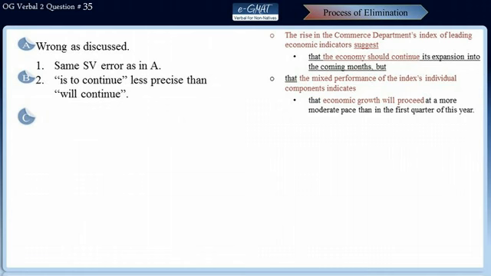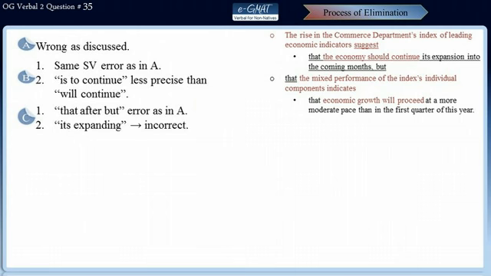In choice C, well, we again have the error of that after but that leads to a grammatically incorrect construction as explained in the error analysis of choice A. Also, this phrase, it's expanding, is a wrong expression. The noun form is expansion. Now, when a specific noun form of the word exists, we should actually use that noun form and avoid the verb ing form. Let's take an example.